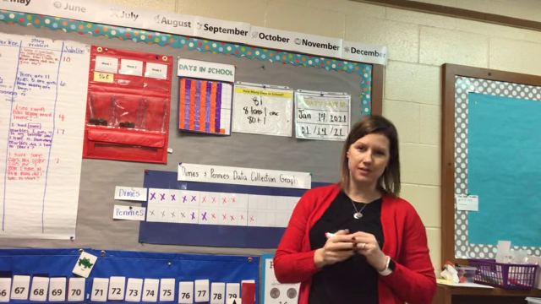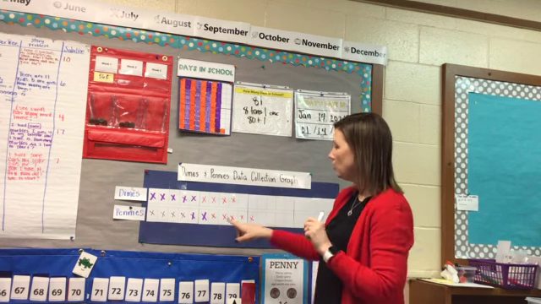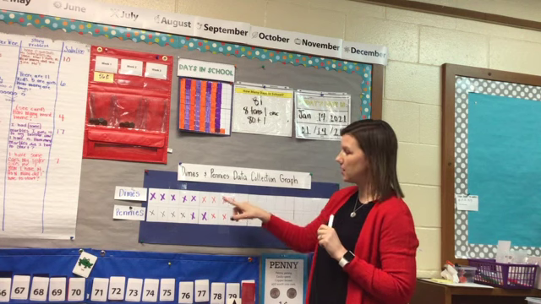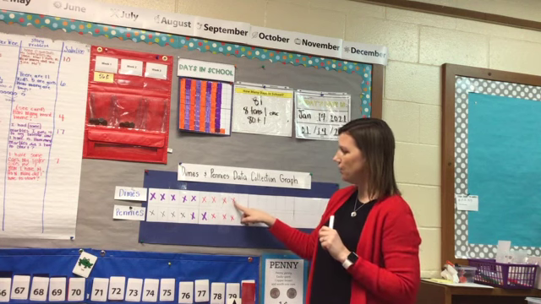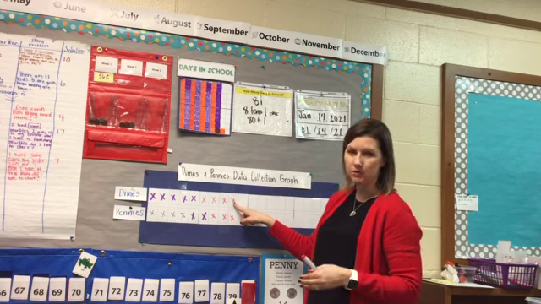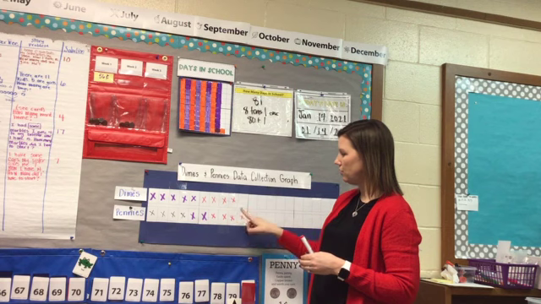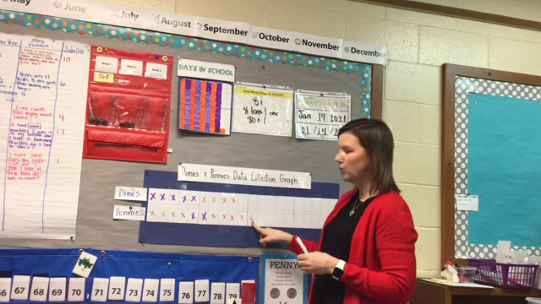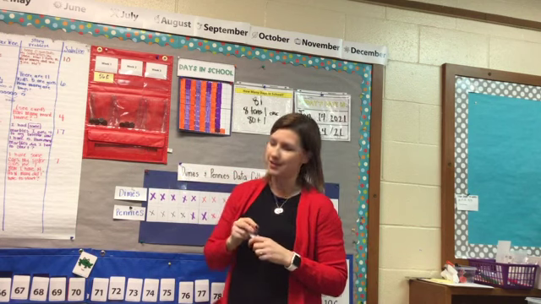So now let's count to see how much money we have for week 2 so far. Week 2 is in red. Let's count our dimes first. 10, 20, 30, 40. Now let's count on with our pennies. 41, 42, 43, 44, 45 cents. So far in week 2, we have 45 cents.